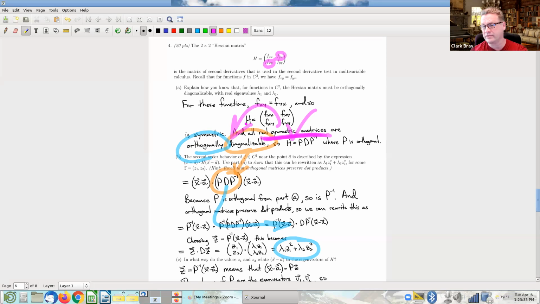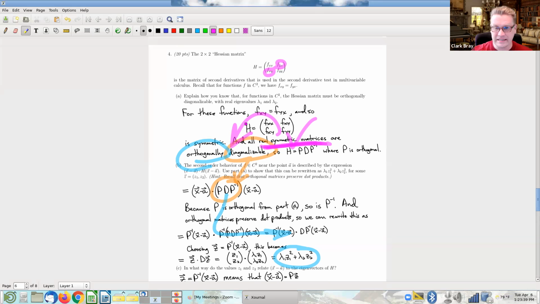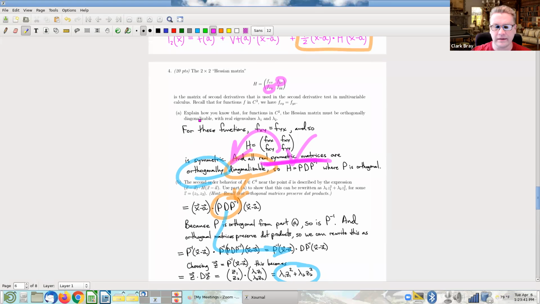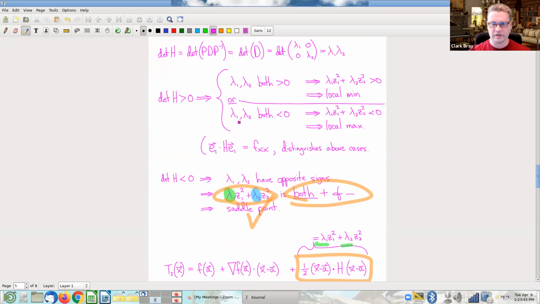So anyway, that's where the second derivative test comes from for 2x2 real valued functions. I think that's a nice application, and it also closes a loop, filling in a blank from Math 212. Okay, so I hope this has been useful.